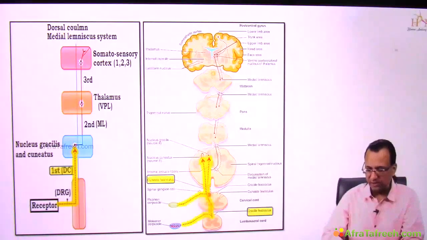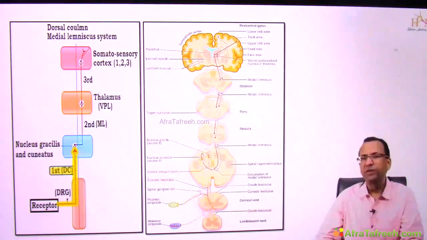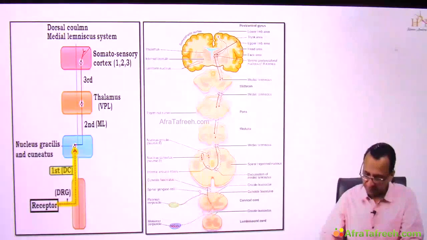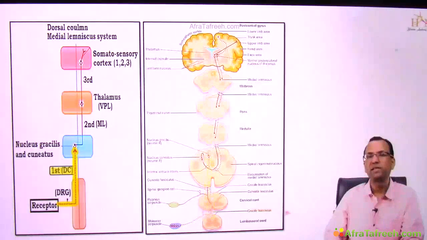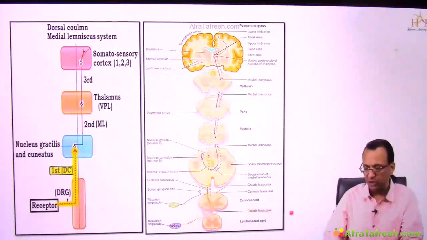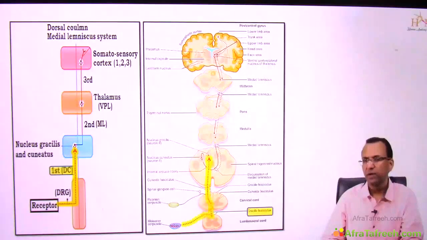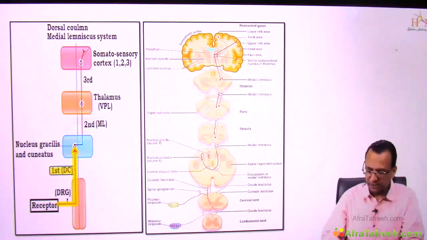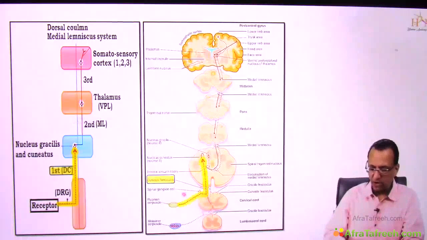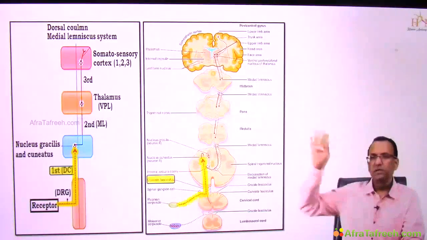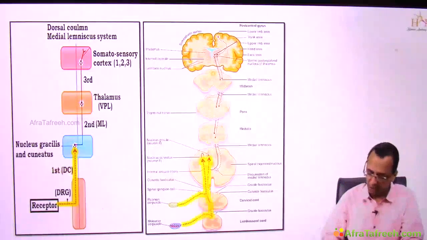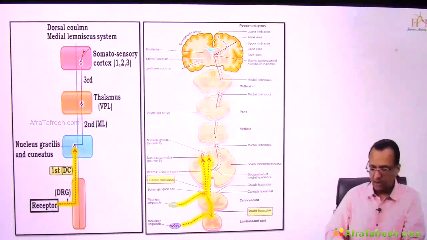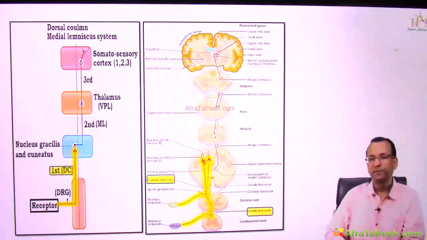Fasciculus cuneatus and gracilis. Now remember, fasciculus gracilis is for the body below the diaphragm. Lower body sensations are carried by fasciculus gracilis, but upper body sensation, above the diaphragm, will be carried by fasciculus cuneatus. So upper body by fasciculus cuneatus, lower body by gracilis, but together they make the dorsal column and run on the same side, ipsilaterally.